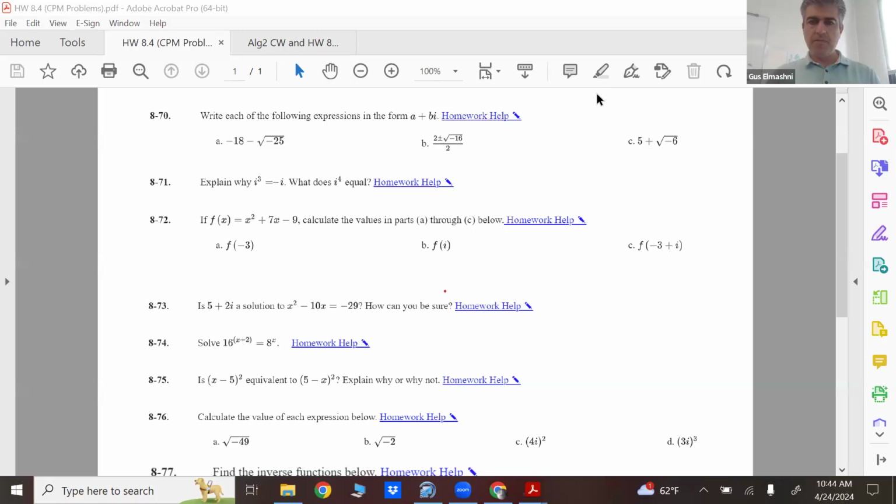Okay, so for these problems here, these are pretty simple. Negative 18 minus 5i, 5 minus i root 6. And that's the final answer.